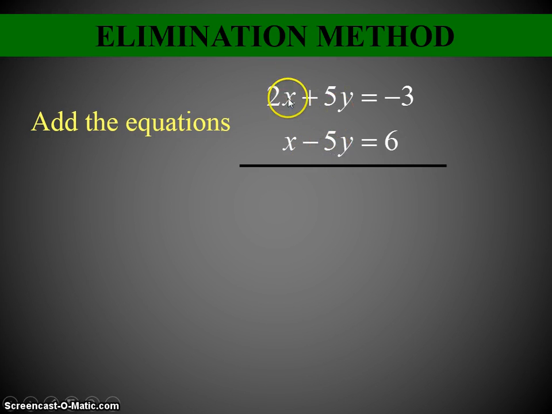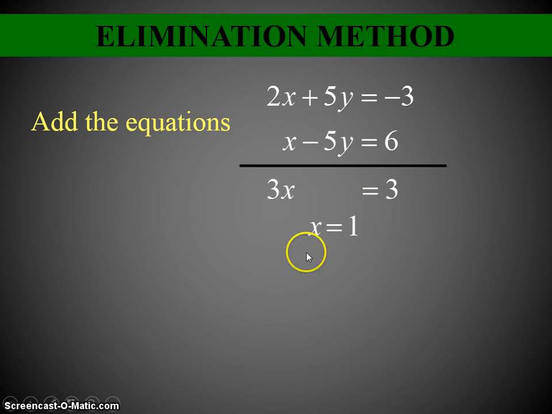And when I add them, 2x plus x is 3x. 5y plus negative 5y is 0y. So the y's are eliminated, thus the title. And negative 3 plus 6 is positive 3. When I solve that for x, I get x equals 1.